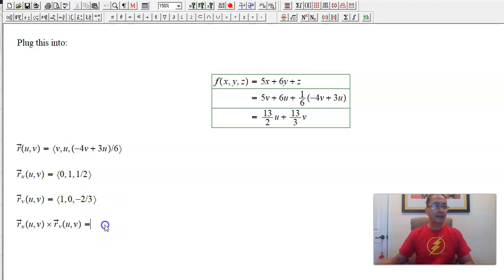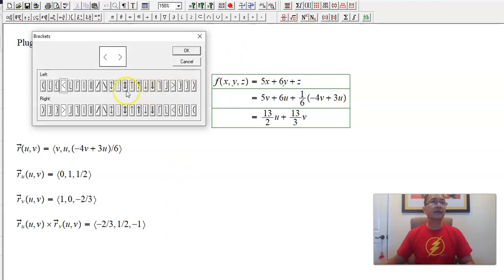So what are we going to get? Okay, so we get minus 2/3, 0, then 1/2, 0, and then 0, minus 1. Okay, so finally, we need the length of this cross product.